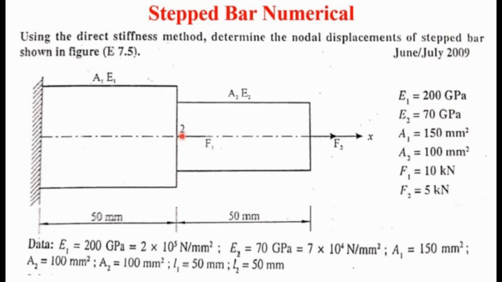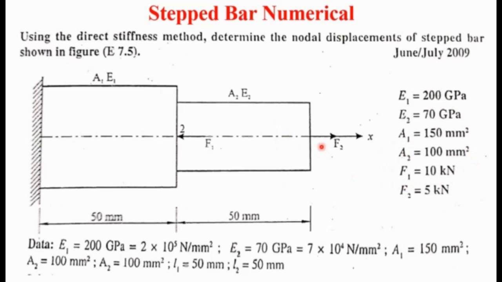Now in this numerical, capital E1 and capital E2 are given. Young's modulus of the material for the first step is E1, and this stepped bar has two different materials. E1 is 200 gigapascal, and E2, Young's modulus of the second step, is 70 gigapascal. The cross sectional area of the first step is 150 mm square, and A2, the cross sectional area of the second step, is 100 mm square.